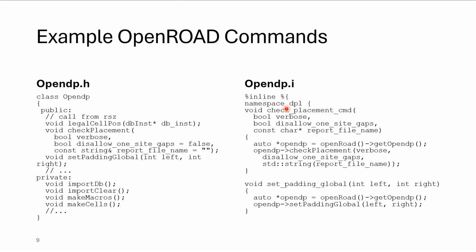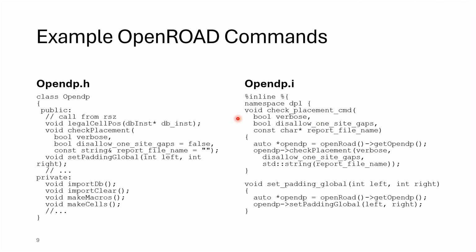One, we can see that there's this namespace DPL, which wraps all of the rest of this. And that's important because this will create a namespace in Tcl, which we'll see how that works on the next slide. And second, this also has different command names here. So we have check placement over here in camel case, and then we have check placement CMD, short for command, here in the interface file in snake case.